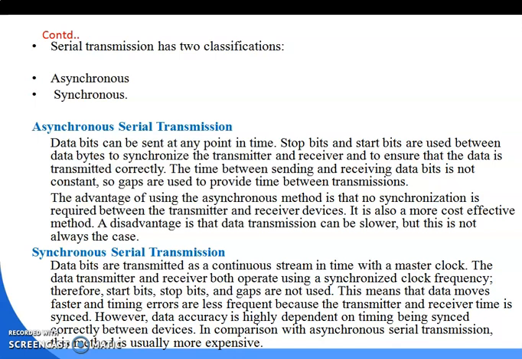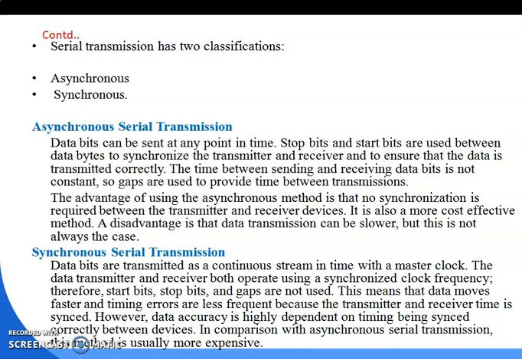The advantage of using the asynchronous method is that no synchronization is required between the transmitter and receiver devices. It is also a more cost-effective method. The disadvantage is that data transmission can be slower, but this is not always the case, right? Because there is no synchronous clock required to maintain this synchronization process.